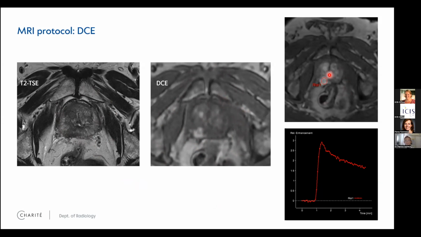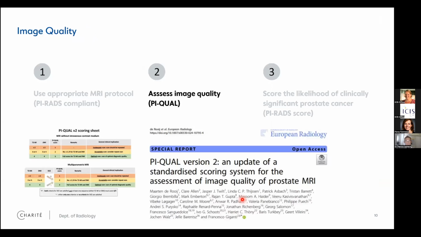You could also compute the signal intensity. I put a ROI into this cancer lesion and compute the signal intensity over time. So you'll see the typical contrast enhancement in the early arterial phase of prostate cancer and then a washout. So this, to sum up, is the third column of prostate MRI.